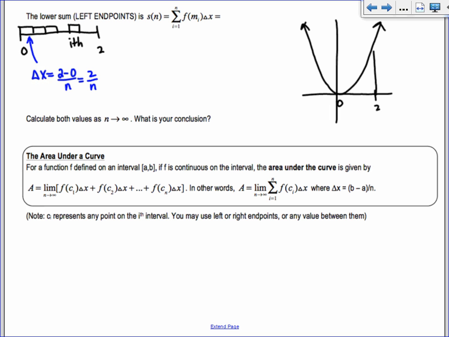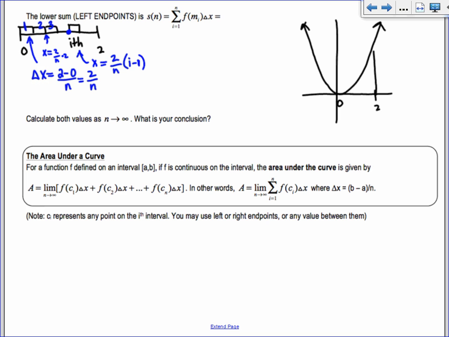Okay, so the first rectangle, right, this is rectangle number 1, this is rectangle number 2, this is rectangle number 3. The first rectangle, if I use its left-hand endpoint, it's just 0. The second rectangle, if I use its left-hand endpoint, what is it going to be? 2 over n. The third rectangle, if I use its left-hand endpoint, it's going to be 2 over n times 2. The ith rectangle, if I use its left-hand endpoint, that point right there, what is the x value going to be? 2 over n times i minus 1, right? And we talked a little bit about that yesterday. Do you guys remember that?